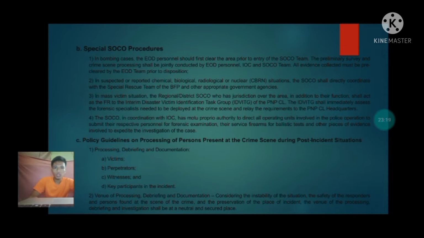Number two, in suspected or reported chemical, biological, radiological, or nuclear situations, the SOCO shall directly coordinate with the special rescue team of the BFP and other appropriate government agencies.